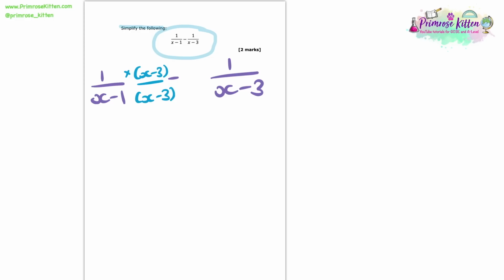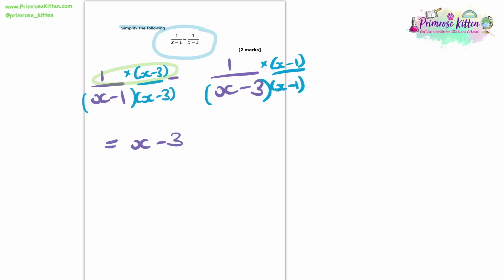Now we're going to do the same thing on the other side, but this time we're timesing the top and the bottom by x minus 1. The whole purpose of this is we haven't changed the values of either of those fractions. We've essentially timesed by 1, but they're going to look a bit different. They're going to have the same denominator.